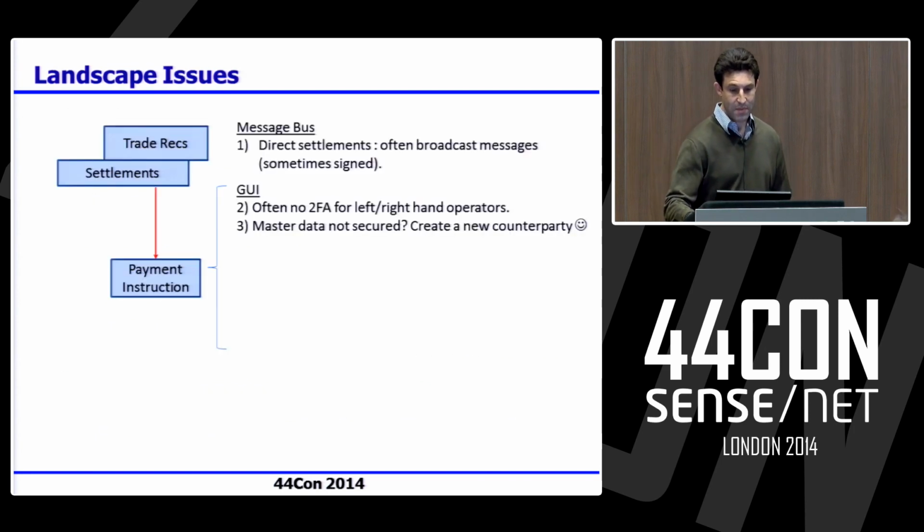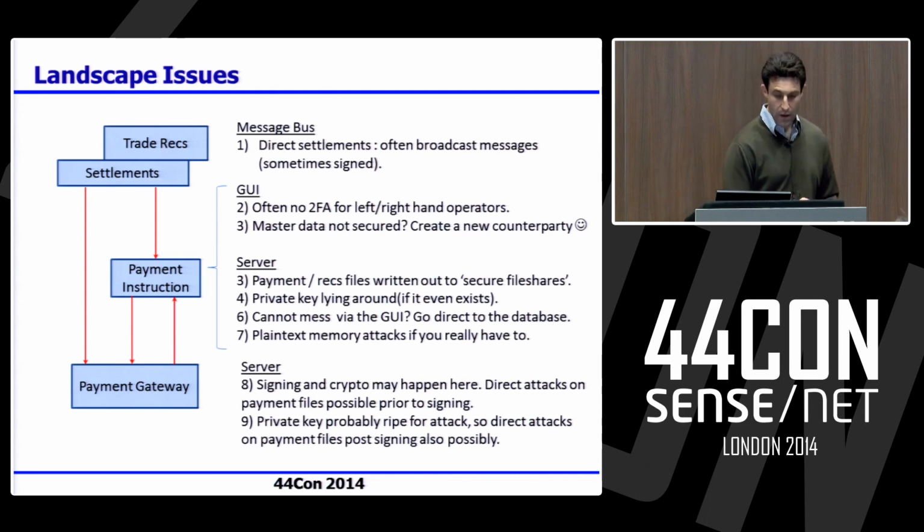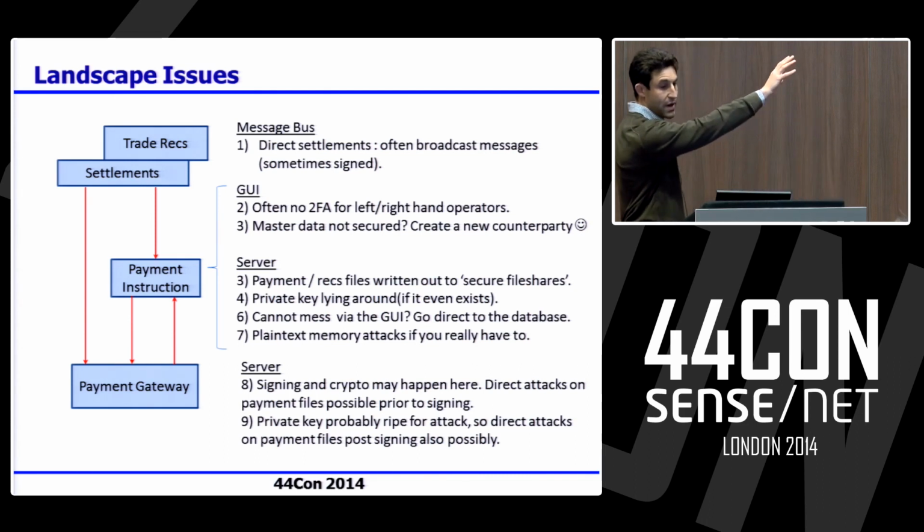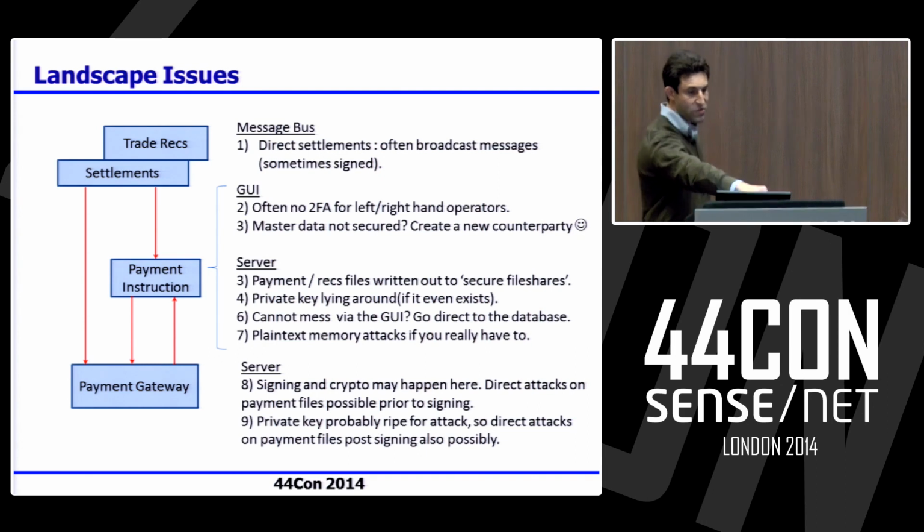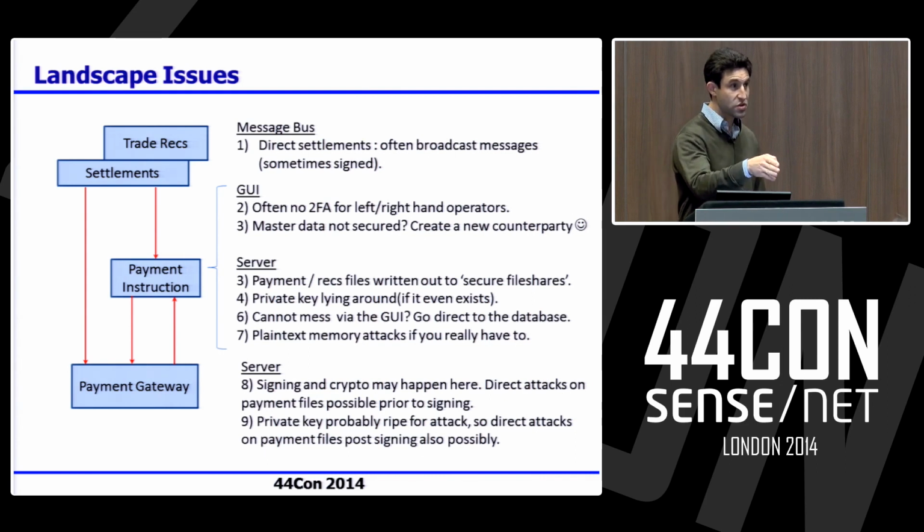So, landscape issues. Trade recs, settlements. So sometimes you will see that the settlements engine talks to the payment gateway directly, and sometimes it does it straightforward by broadcasting messages, generally unsigned, just a packet dropped onto the wire, off it goes, payment details in there, thank you very much, and off it goes. This is called direct settlements. Banks love direct settlements. It's really efficient, okay? So what could go wrong there?